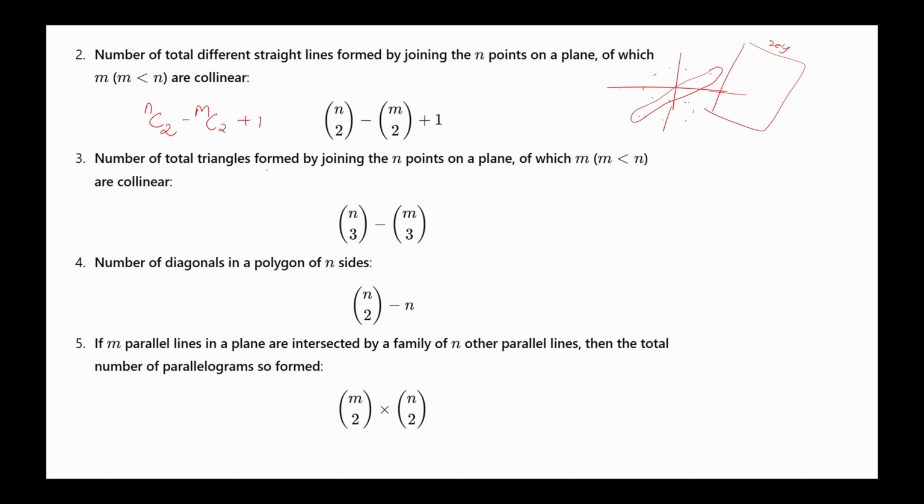Now, the number of total triangles formed by joining n points of which m are collinear is simply NC3 minus MC3 plus 1. The number of diagonals in a polygon of n sides is NC2 minus n.